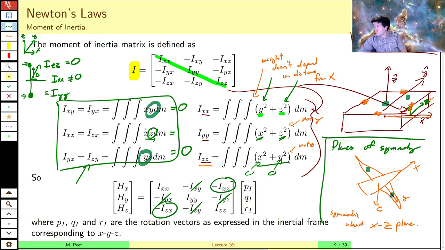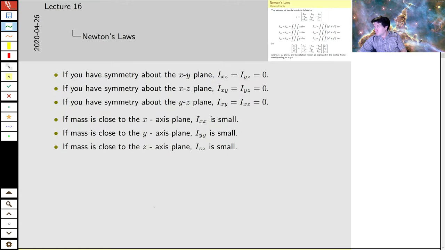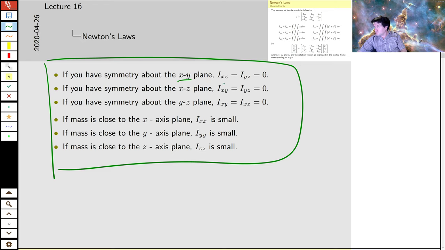All right, so I hope that helps. Let's go through some examples. Here are some references. If you have symmetry about the xy plane, then the inertia tensor terms with z are zero. If you have symmetry around xz, then the ones with y are zero. And if you have symmetry about yz, the ones with x are zero.